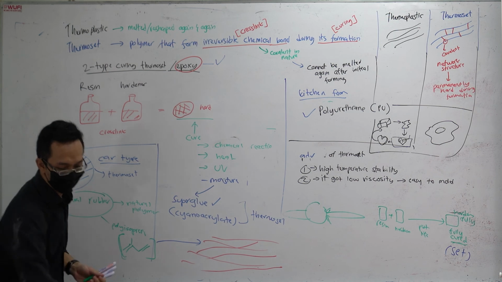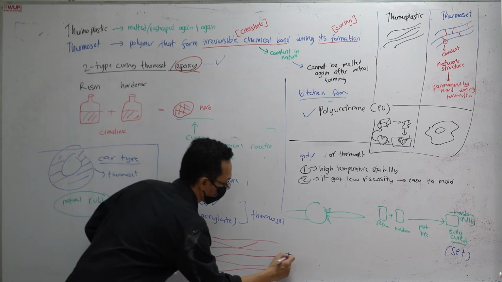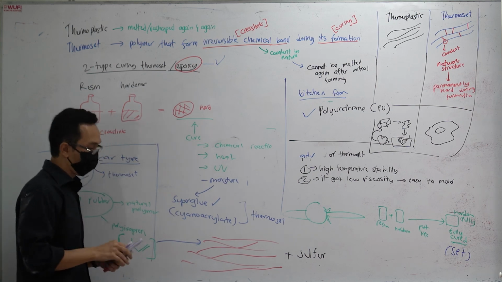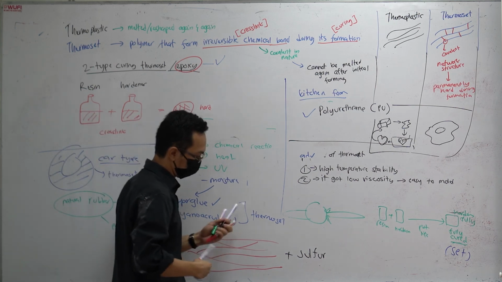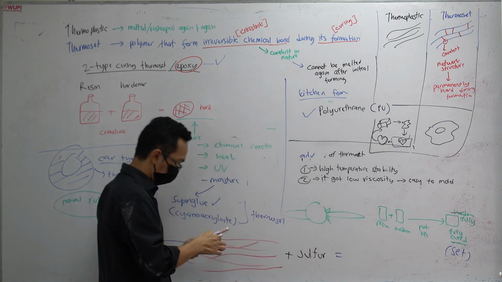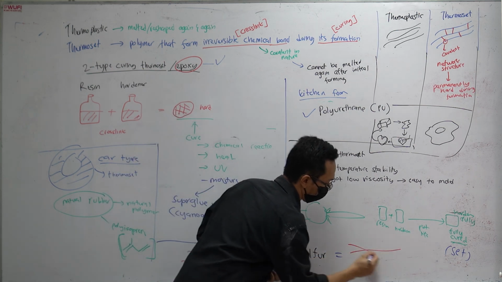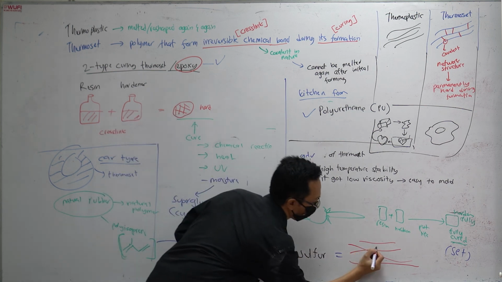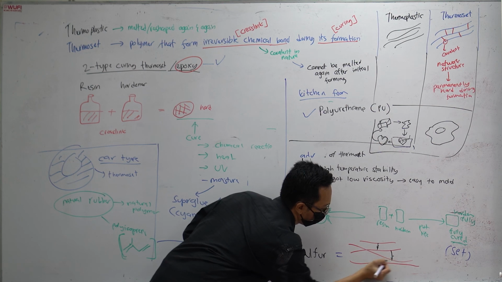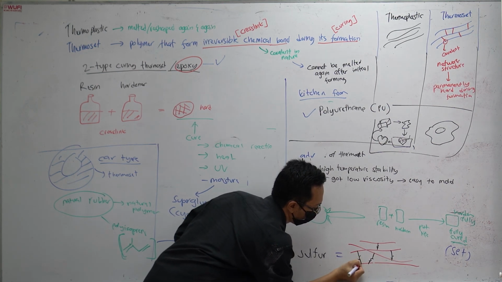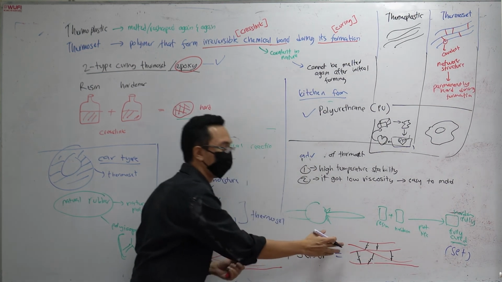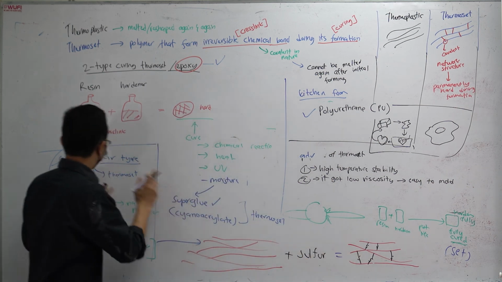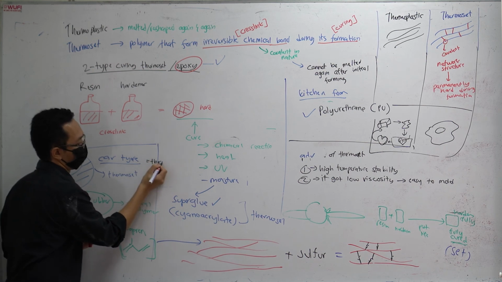you add sulfur. When you add sulfur, what you get is something like this. You have the same structure still, but then the sulfur will cross-link. So you have sulfur here, here, and here. Now this looks like a thermoset structure, right? So the car tire is thermoset.